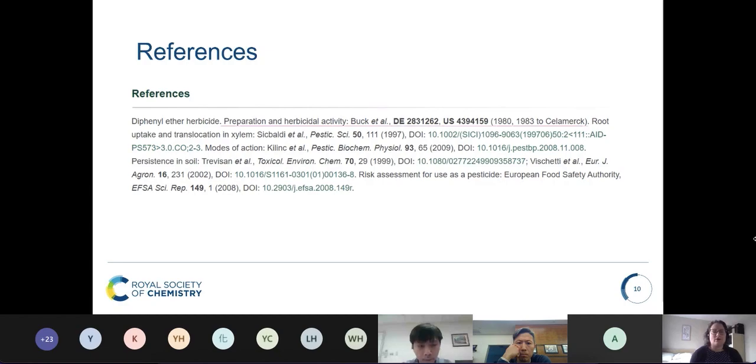Going back through, we see we have a root uptake paper, we've got the mode of action, we've got persistence in the soil, and we also have this European Food Safety Authority item, which is part of the European risk assessment that was published in a journal. Looking at this, you get a good overview of what this compound is for and what it is used for. And if you have something particular about this compound that you wish to research, you have a reference as a place to start.